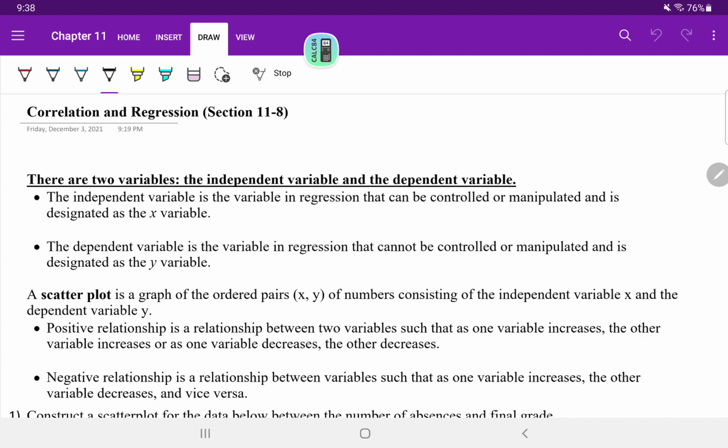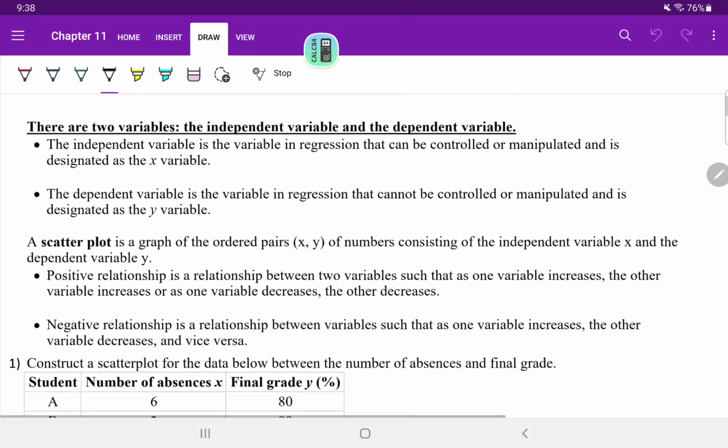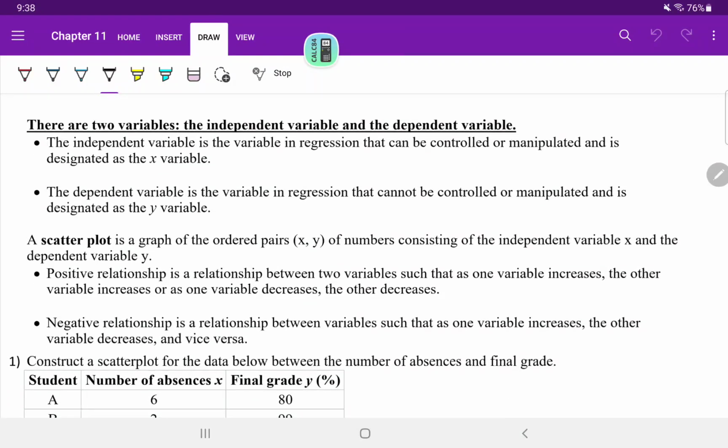A scatter plot is basically a graph that we use to show the relationship between an independent variable, which we call x, and a dependent variable, which we call y. Similar to what we did back in Chapter 6, Section 3 in the beginning of the semester. Let's go through some of the definitions, and then we're going to get into the problems.